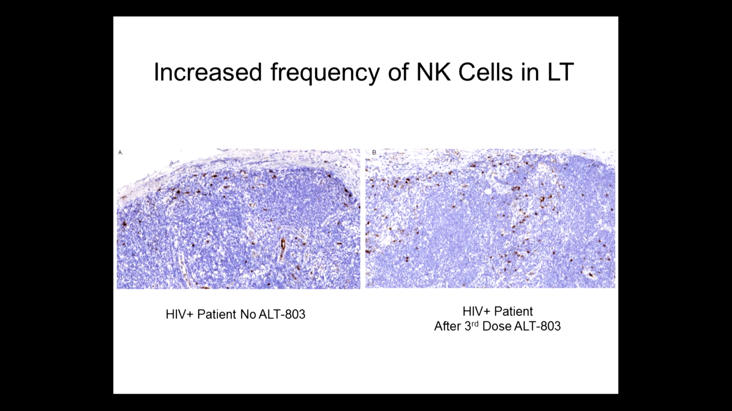Hard to, well, actually it projects pretty well. At least in terms of absolute numbers, there's about a 3-fold increase of NK cells in this lymph node after ALT-803. Remember I told you 10 to the 4th cells per gram of HIV RNA? That's what we saw with this patient.